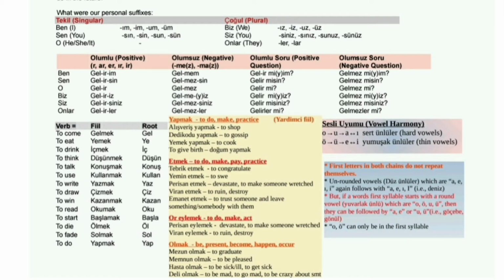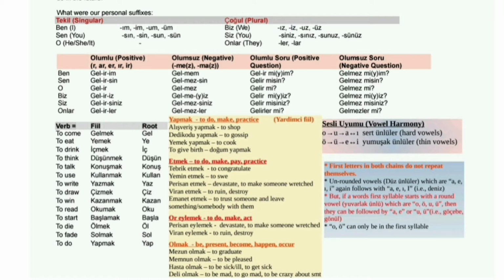Yarınki partiye gelir misin? Would you come to the party tomorrow? Okay, let's continue with negative question. Olumsuz soru. Here we are using the negative form. So, gelmem, gelmezsin, gelmez, gelmeyiz, gelmezsiniz, gelmezler. So, as you can see, mez/maz is the suffix here.